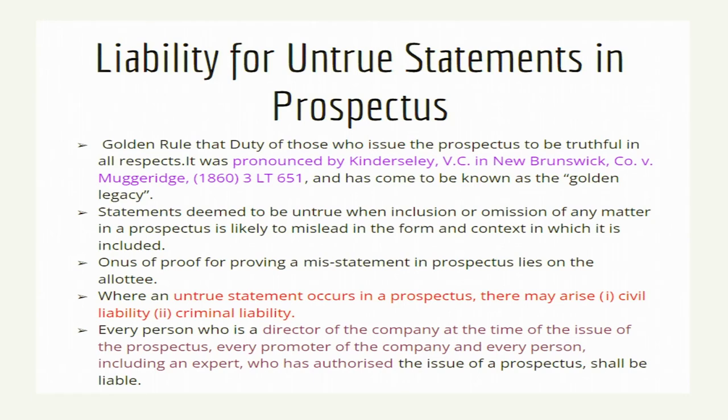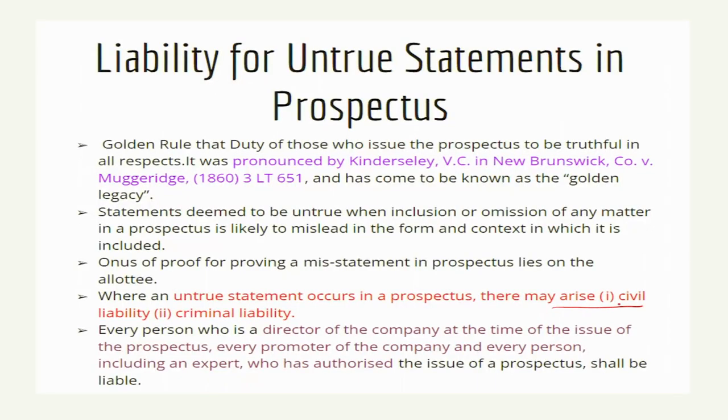Liability for untrue statement in prospectus, there are so many cases here dealing with the liability of the promoters who are responsible, or the directors who are responsible for issuing the prospectus. Both types of liabilities arise here, civil liability and criminal liability. In case of an untrue statement in the prospectus, every person who is a director of the company at the time of issue of the prospectus, every promoter of the company, and every person including an expert who has authorized the issue of the prospectus is liable. So, the liability, civil and criminal, arises on the part of everyone who is responsible for issuing the prospectus.